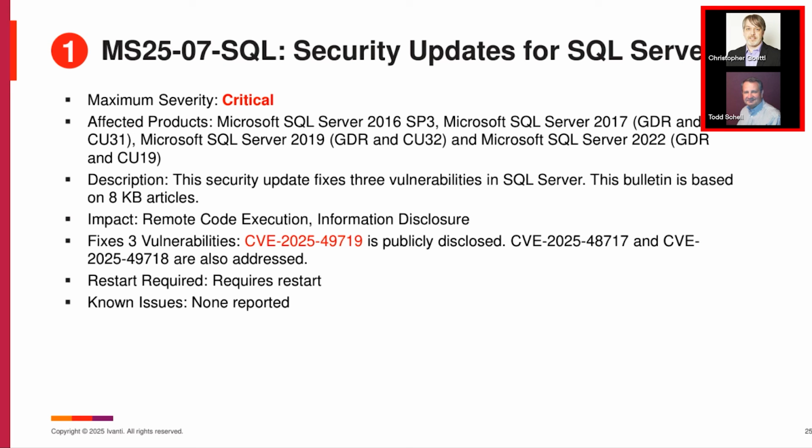Chris talked about SQL Server. I specifically highlighted here the publicly disclosed vulnerability 2025-49719. 2 other vulnerabilities were also addressed in this release, so there were 3. These are all the currently supported versions of SQL Server. So going back to 2016 Service Pack 3, we did talk about 2017, both the original release and the cumulative updates, 2019, and finally 2022. So again, these 3 vulnerabilities rated, the one obviously publicly disclosed, so it is a critical update this month if you're running any of these versions of SQL Server. No known reported issues, which is nice.